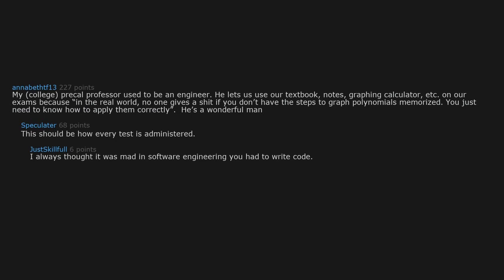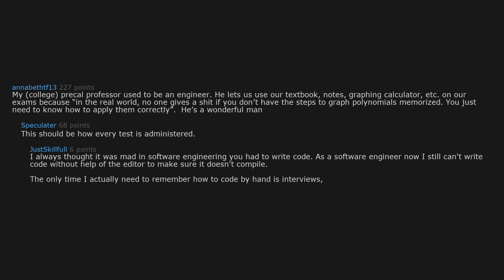I always thought it was mad that in software engineering you had to write code. As a software engineer now, I still can't write code without the help of the editor to make sure it will compile. The only time I actually need to remember how to code by hand is interviews, and even that is borderline useless.